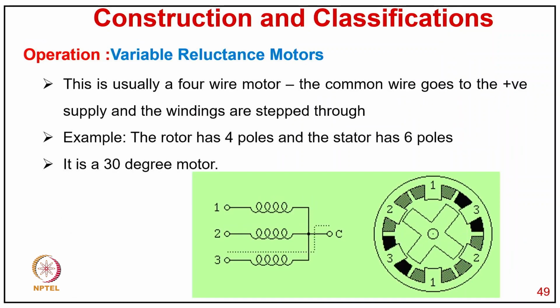If you change the excitation from 1 to 3 phase, the rotor rotates continuously if you really give pulses at a fast rate. But if you give a very slow rate, then it moves only in incremental motion. So this is usually a 4 wire motor.